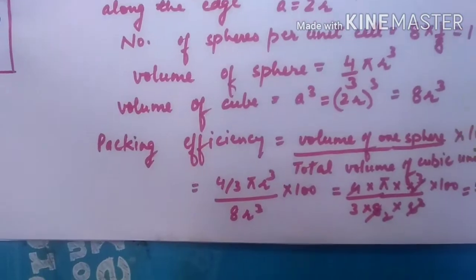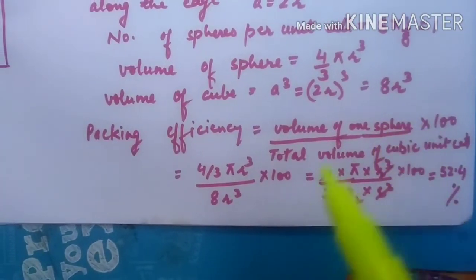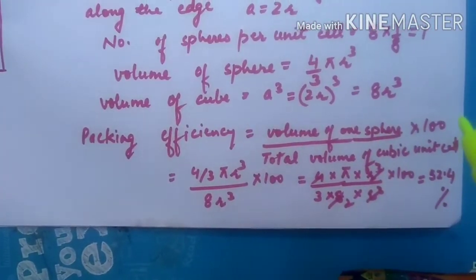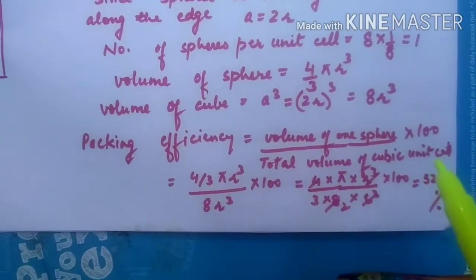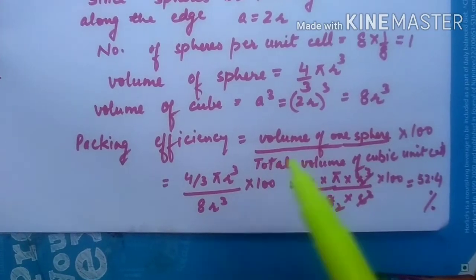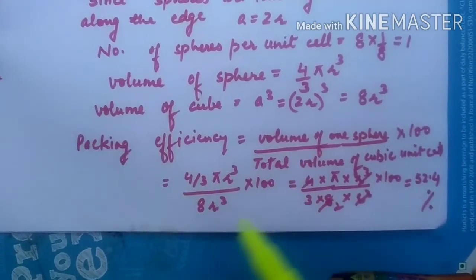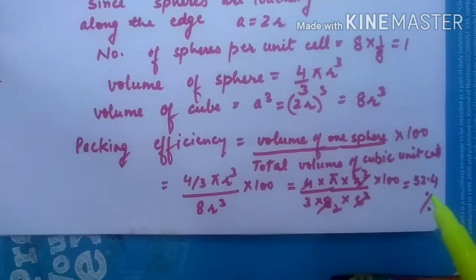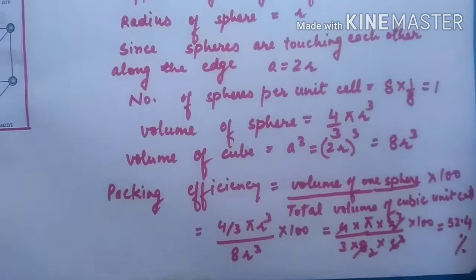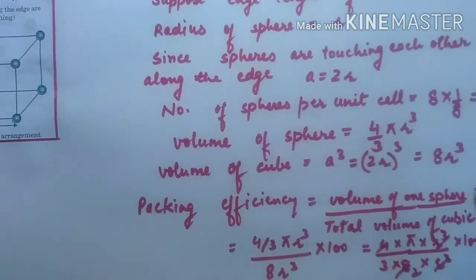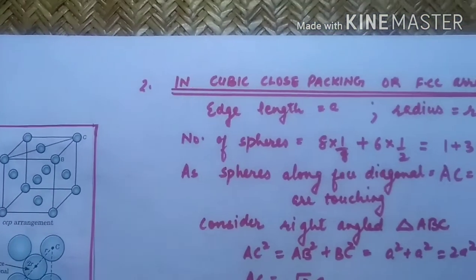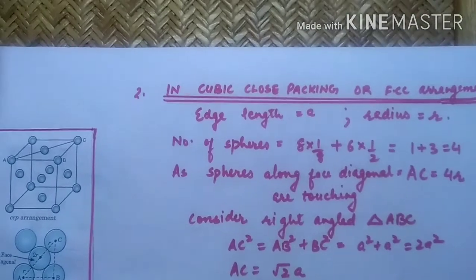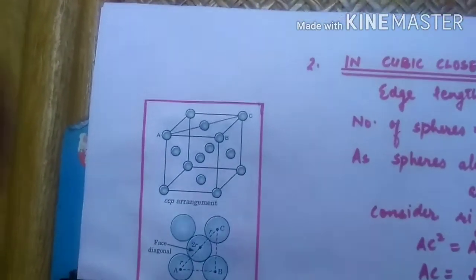So packing efficiency will be volume of one sphere upon total volume of cubic unit cell, into 100. Now the volume of one sphere was 4 by 3 pi r cube. The total volume of the cubic unit cell is 8r cube. So multiplied by 100, on cancelling out, we find that the answer comes out to be 52.4%. So the packing efficiency of a simple cubic unit cell is 52.4%.